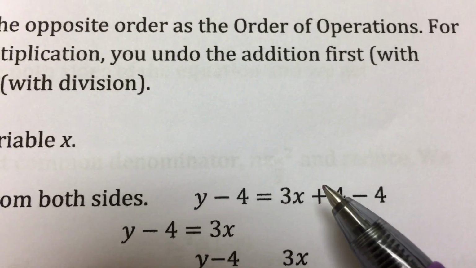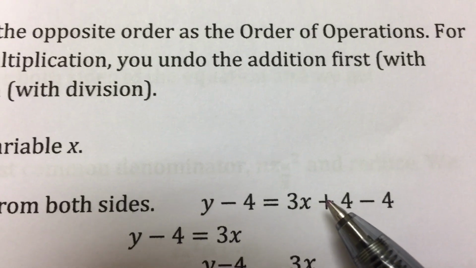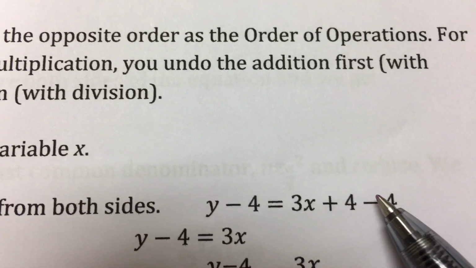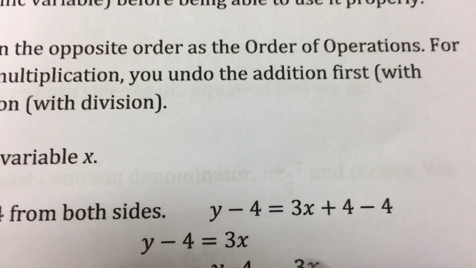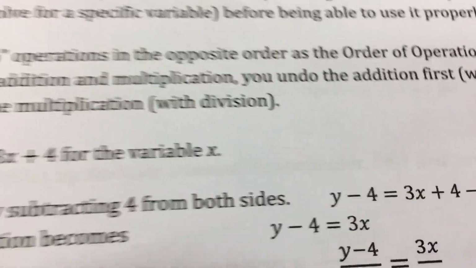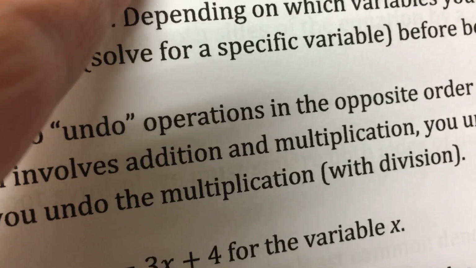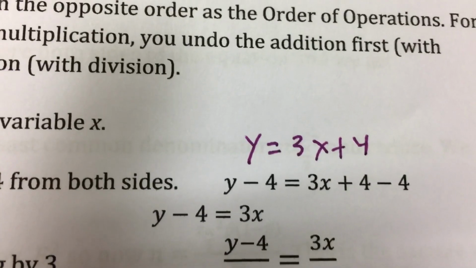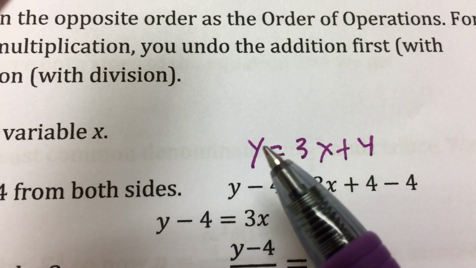To get rid of this, you always do the opposite of the operation. So since this is a positive 4, I'm going to subtract 4 from this side, but whatever I do to one side of the equal sign, I have to come over and do to the other side. Remember, the original equation is y equals 3x plus 4. So I'm going to write this first. Plus 4. So I have y equals 3x plus 4. So you can see that I'm doing minus 4 and then minus 4 on this side.